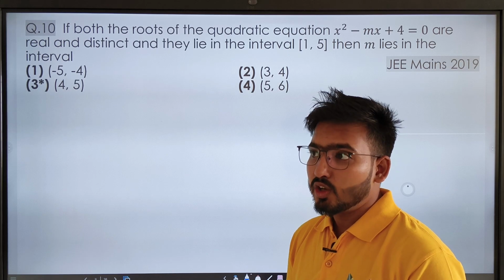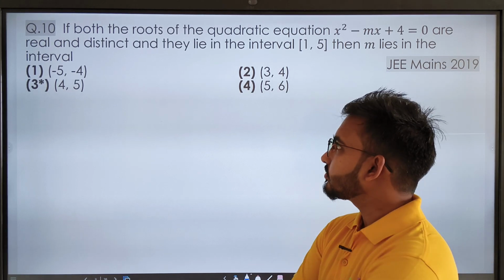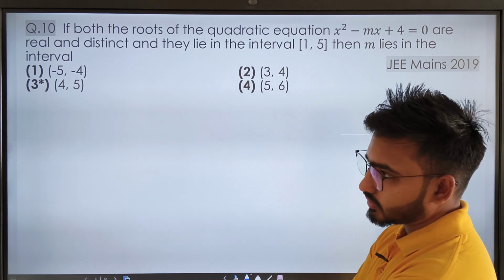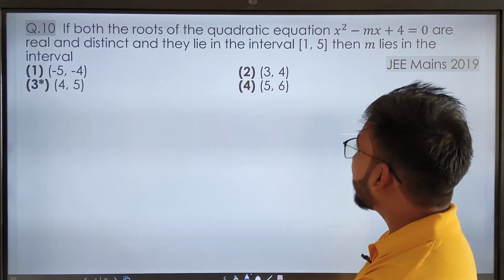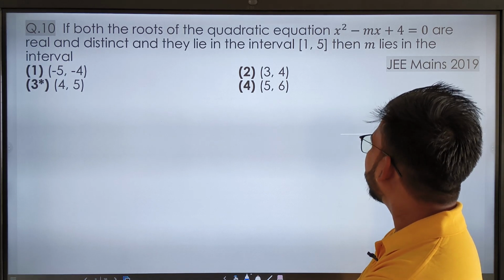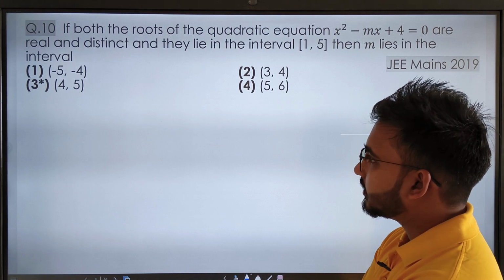Let's move to question number 10. It is saying if both the roots of the quadratic equation x square minus mx plus 4 equals 0 are real and distinct and they lie in the interval, then m lies in the interval.